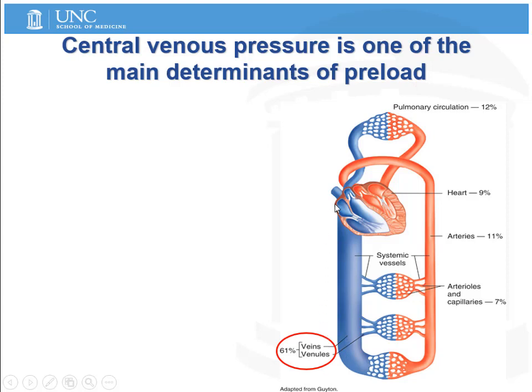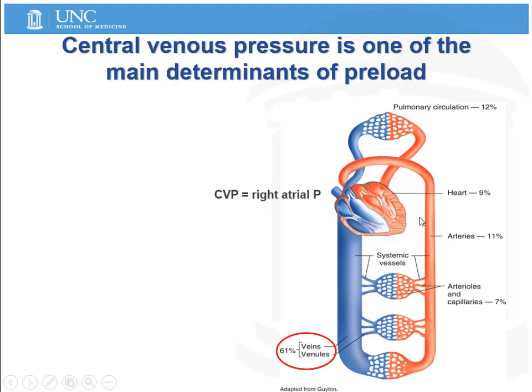There's no valve in between the inferior and superior vena cava and the right atrium, so the central venous pressure is equal to the pressure in the right atrium. And the pressure in the right atrium is the driving force for blood to enter the right ventricle during diastole. So any increase in pressure in the right atrium would lead to an increase in the driving force for blood to fill the ventricle during diastole, which would increase the amount of blood to enter the ventricle during diastole, or increase the preload.